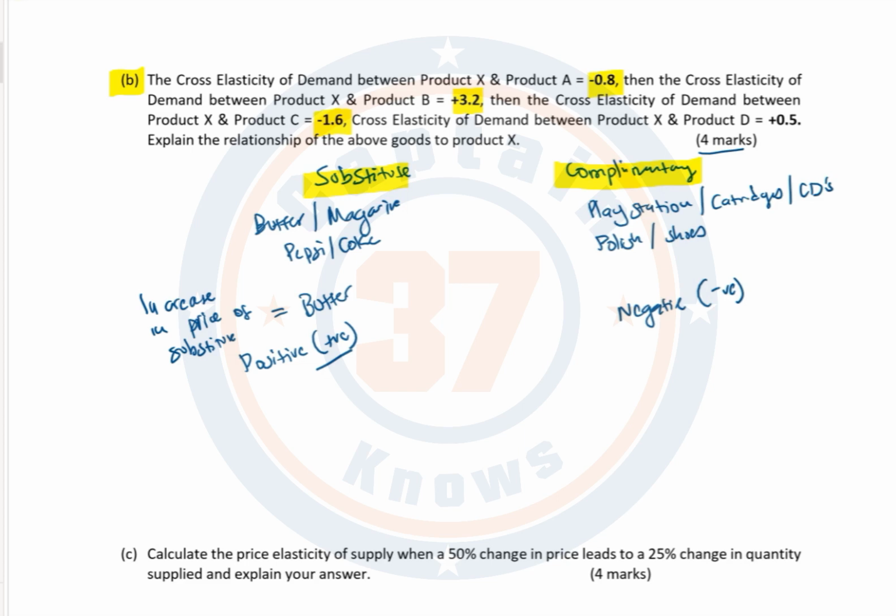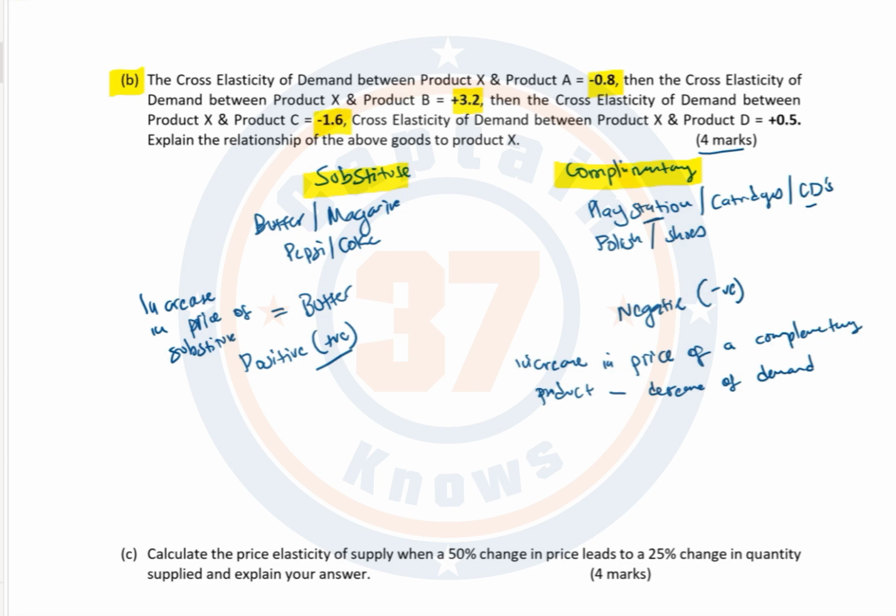Now, when we talk about complementary products, an increase in the price of a complementary product is going to result in a decrease in demand. Now imagine the price of CDs goes up. It means that the demand for a PlayStation is going to go down. Why? It's so expensive for me to get a CD. So because it's expensive for me to get a CD to play video games, the demand for the PlayStation is going to go down. And this is the reasoning here.